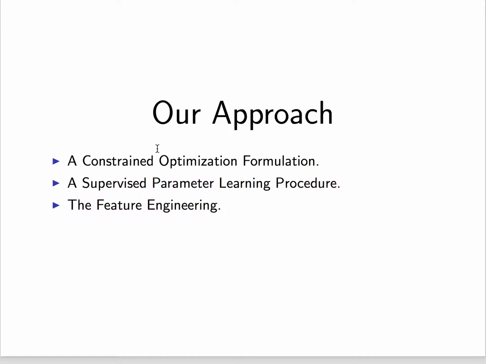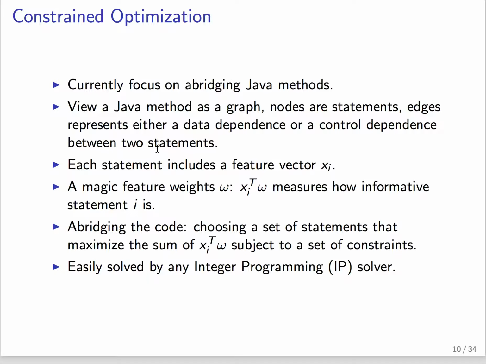Now I will talk about our methodology, and I would like to split that into three parts. The first part is about the formalization of this problem. Then I will talk about how we use the supervised learning procedure to determine the parameters for this formalization. And finally, I will talk a little bit about the feature engineering, what kind of features we choose for this formalization. In this paper, we focus on abridging Java methods, but the methodology can be easily adapted to any similar programming language.